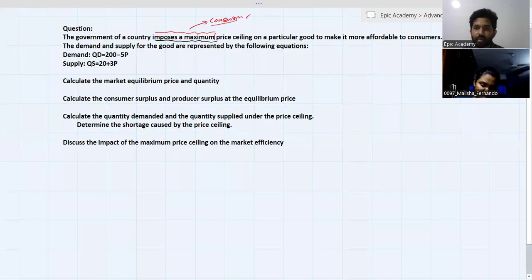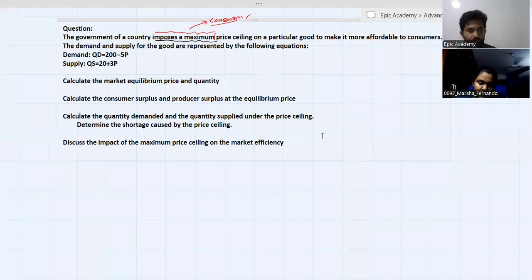You have to identify those things. A price ceiling on a particular good to make it more affordable. Yes, more affordable to the consumer, not for the sellers. Okay, right. The demand and supply for the good are represented by the following equations.